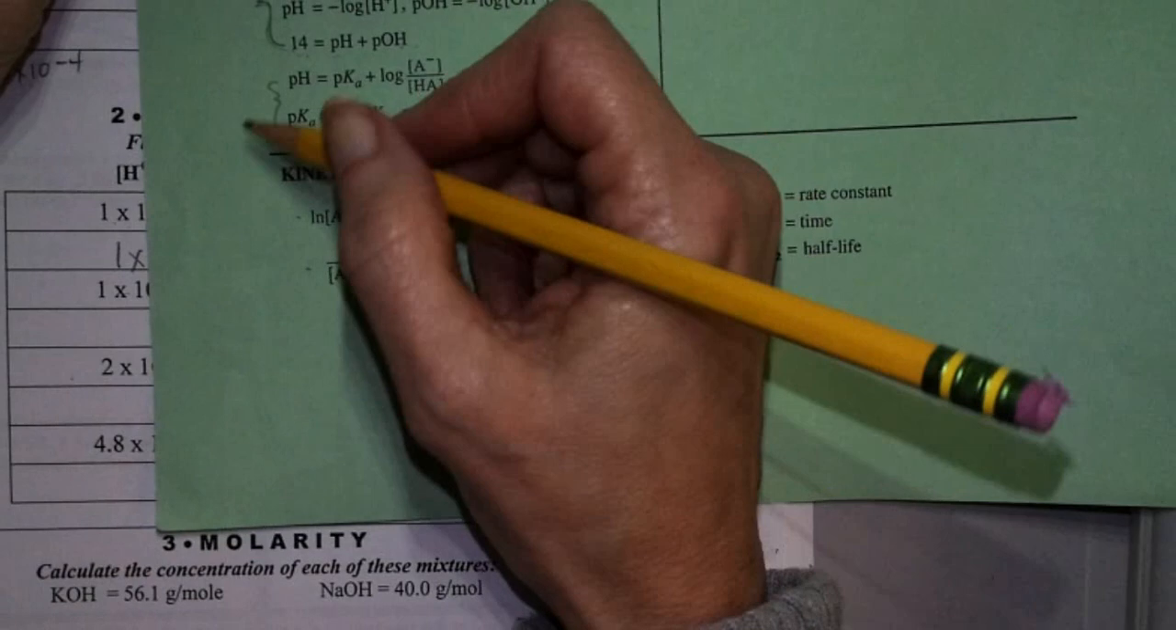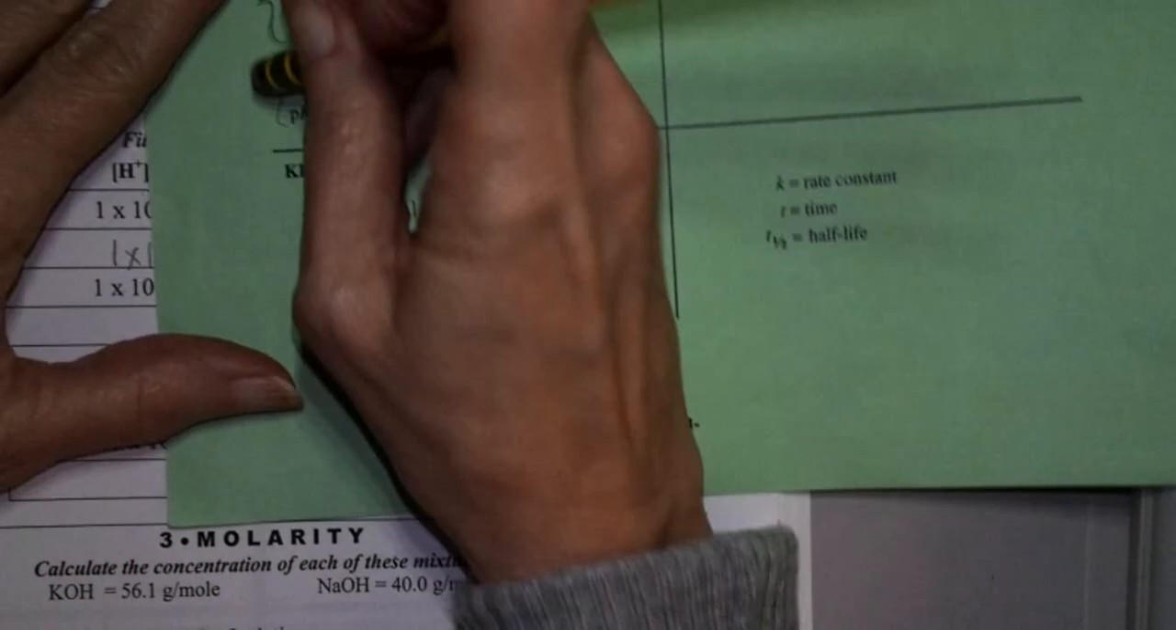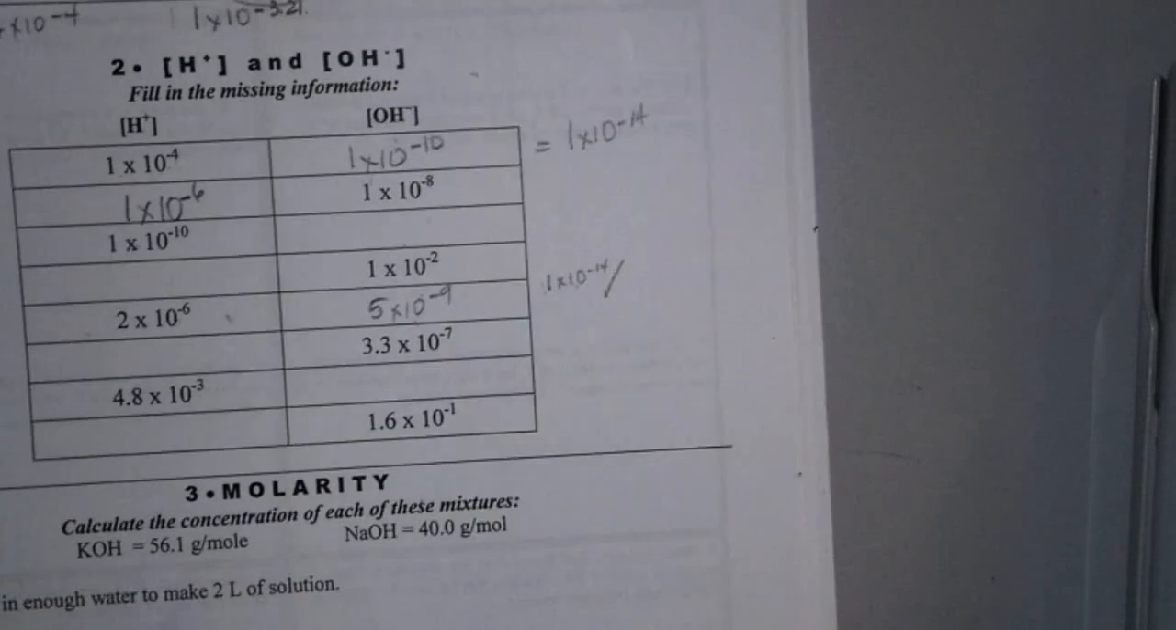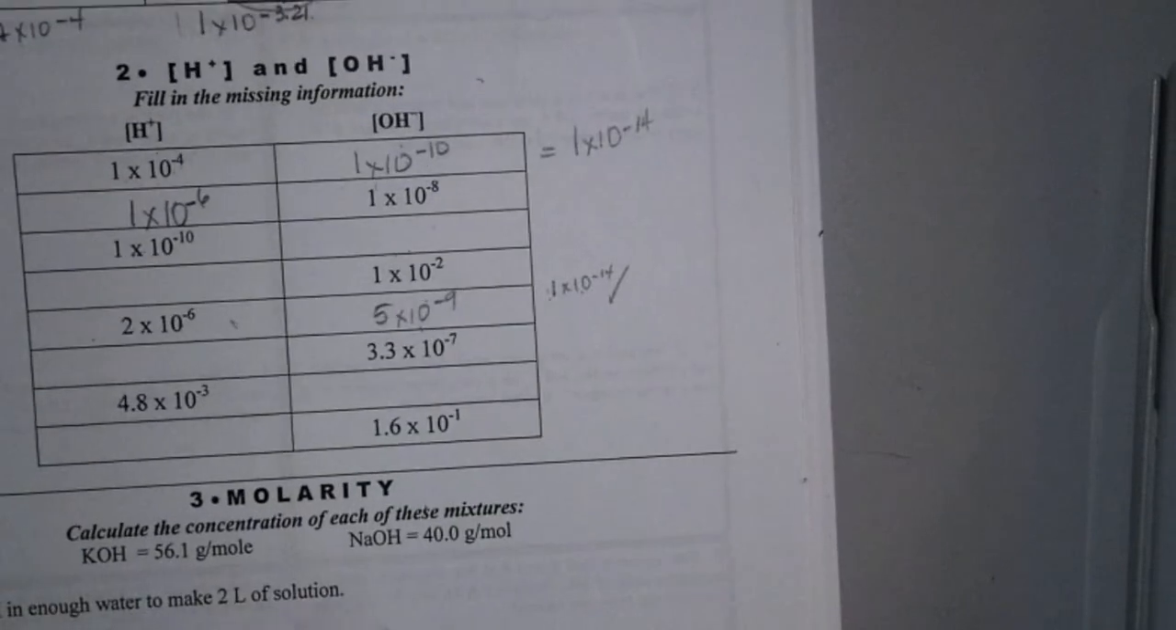4 moles of KOH and enough water to make 2 liters of solution. Again, that's just simple molarity. It's a nice little practice for calculating molarity, and that's it. Okay, flip it over to page 16.